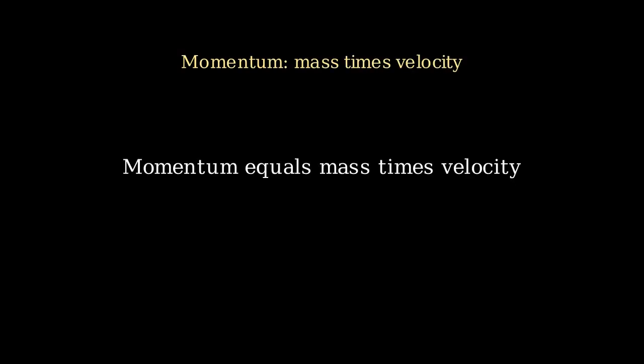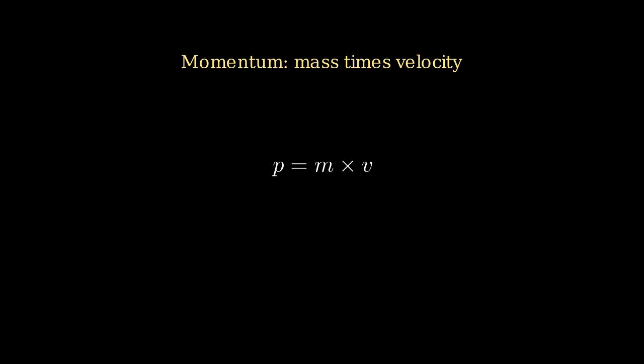Momentum is the quantity that describes how much motion a moving object has. In plain words, momentum equals mass times velocity. In symbols, we write this as P equals m times v.